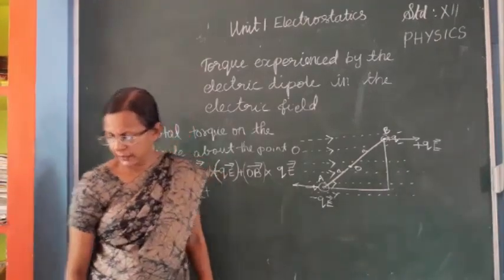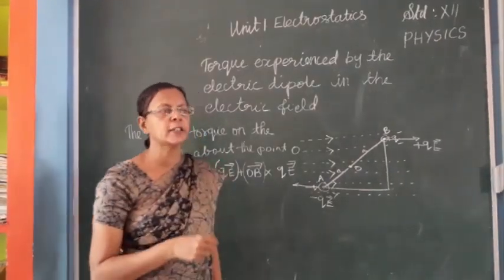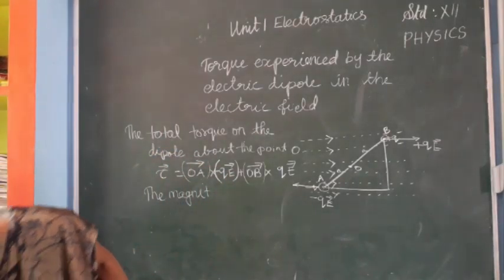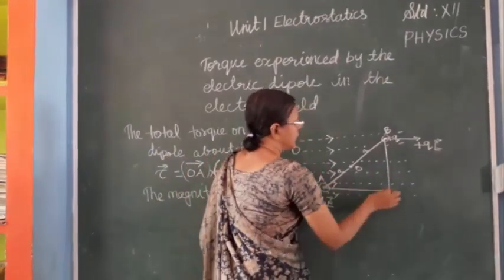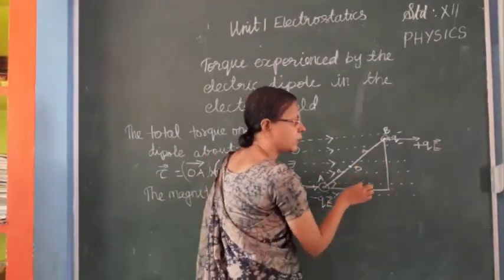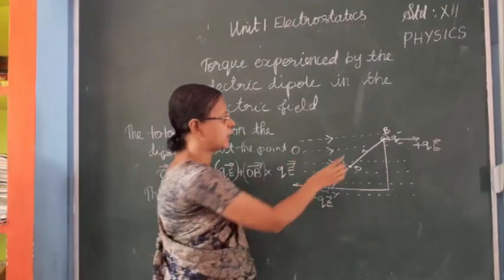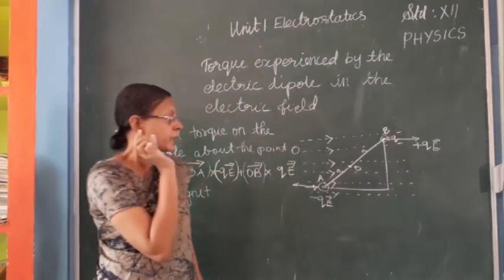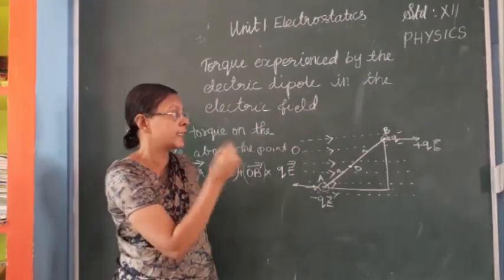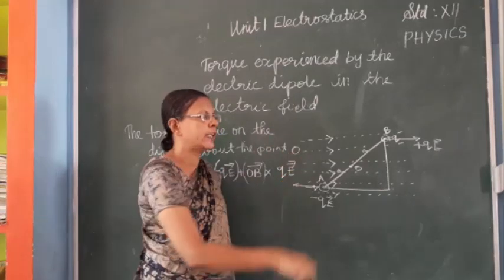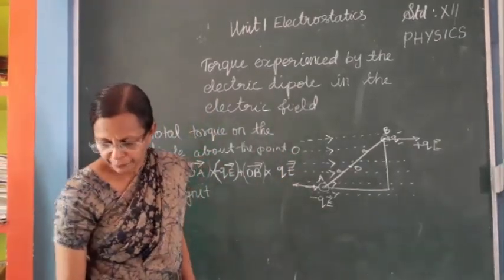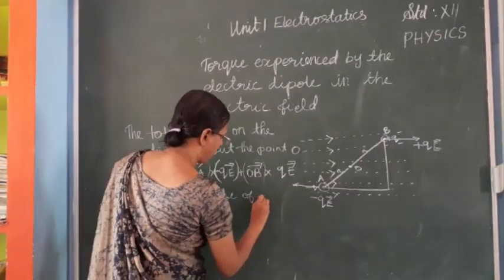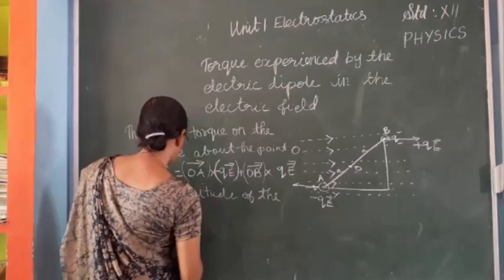Here we are using the right hand screw rule. It is found that the torque is perpendicular to the plane of the paper and directed into it. So the direction of the torque is inside. Okay, so the magnitude of the total torque we have to find out.